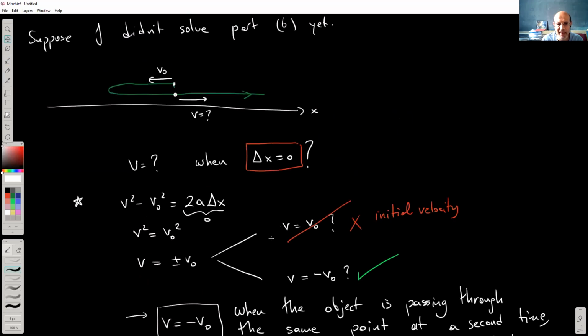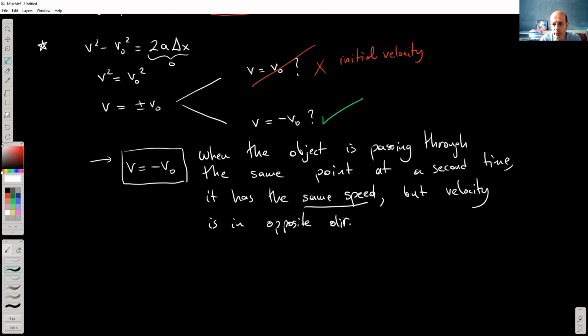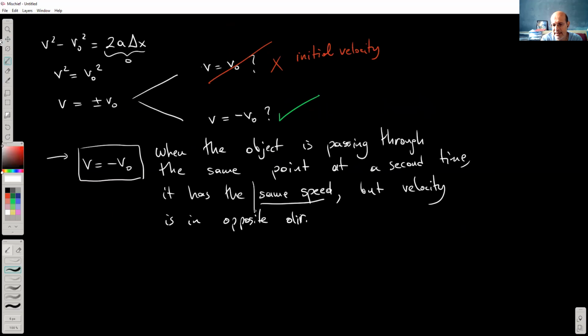So initial velocity is V0, so therefore the final velocity is minus V0. Okay, that's essentially what I'm saying, right? Again, I'm going to remind you of that terminology. Speed is the magnitude. So the speed is the same at that point, but the velocities are different because they are in opposite directions. So the velocity changes sign. Okay.